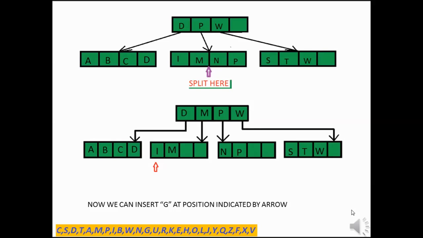So come to the child pointed to by the M. There we have I and M, right? Since G is less than both I and M, G will occupy the leftmost position of that node. See, the one point you have to note here is that when G comes, I has to move towards the right position.